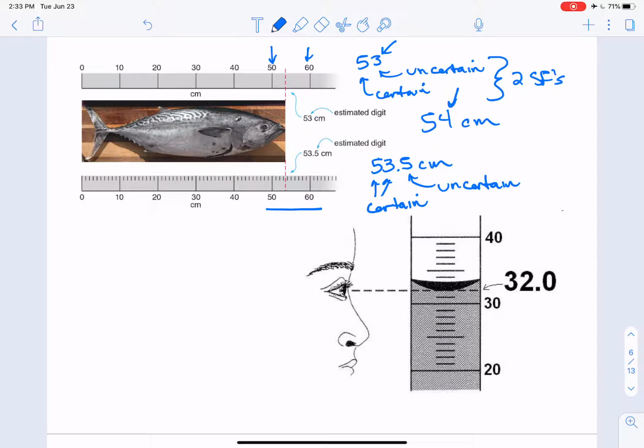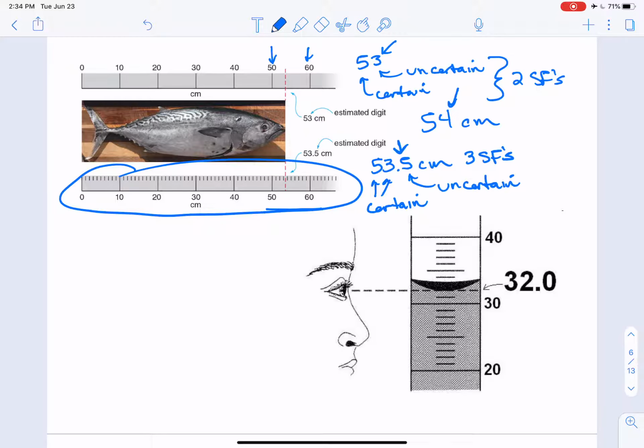That's uncertain. And then it doesn't make any sense to report more numbers after this second 5 here because that 5 is already a guess. So any more would just not make any sense, okay? So this one right here has 3 significant figures. And because it has 3 sig figs and the measurement above has 2 sig figs, we can see that the measuring device used on the bottom right there is a more precise measuring device than the one on the top.